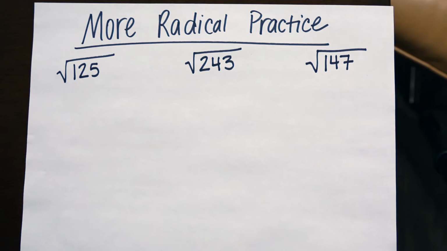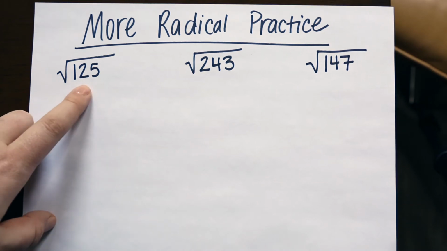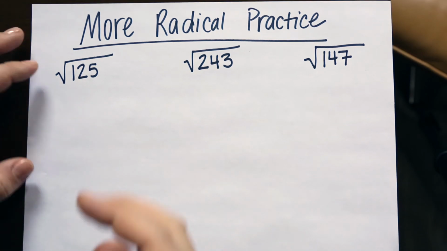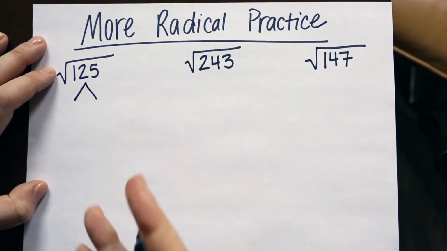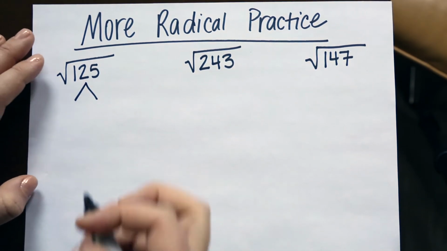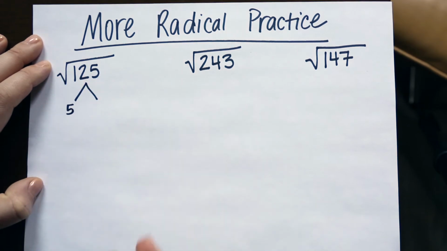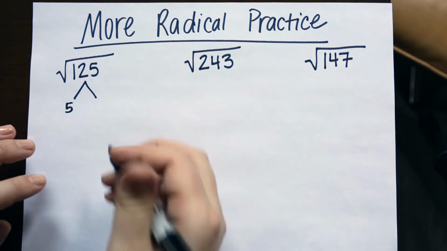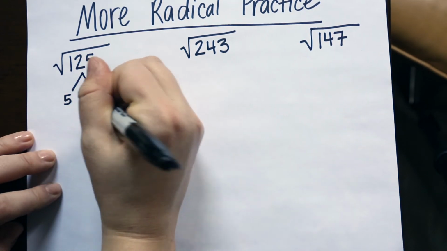Alright, so to do some more practice with larger numbers and figure out how we can simplify them, let's work through these 3 examples. So root 125, again you can start to make your tree. Because it ends in a 5, I automatically know 5 is going to go into it. So you can use your calculator or do it by hand and see that 5 goes into 125 25 times.